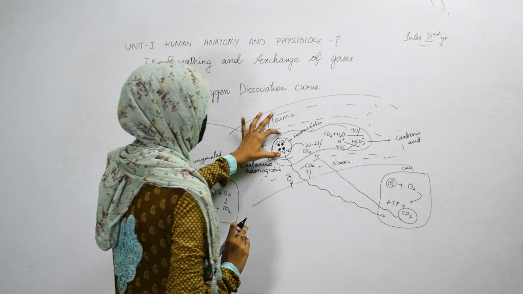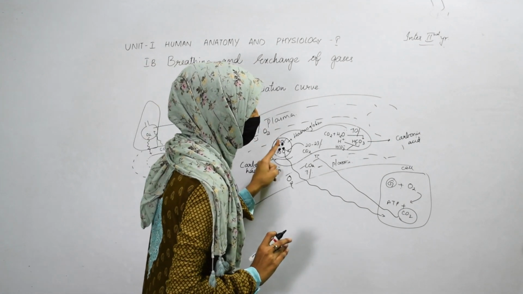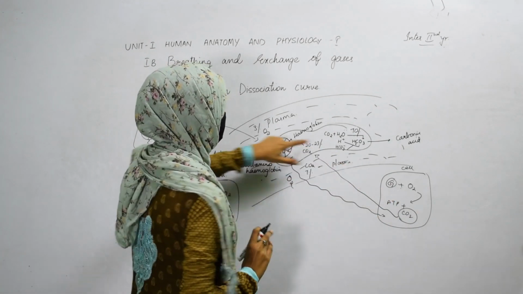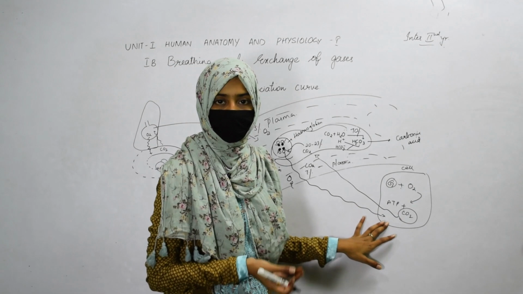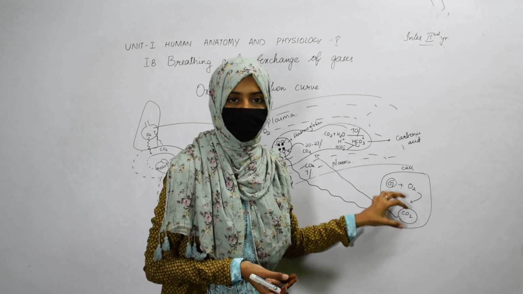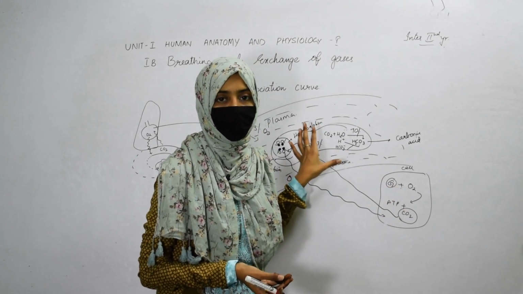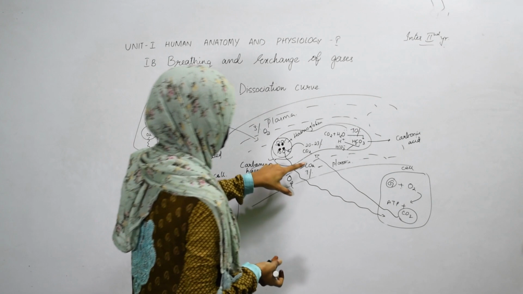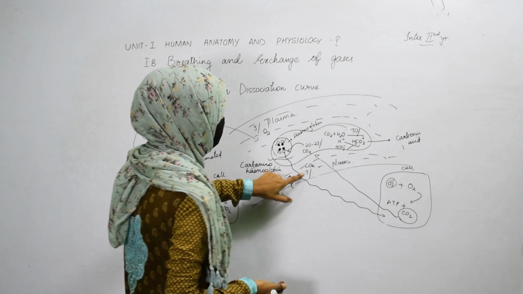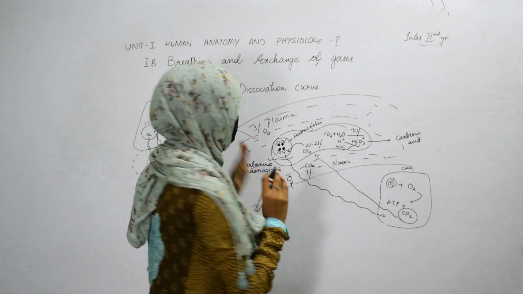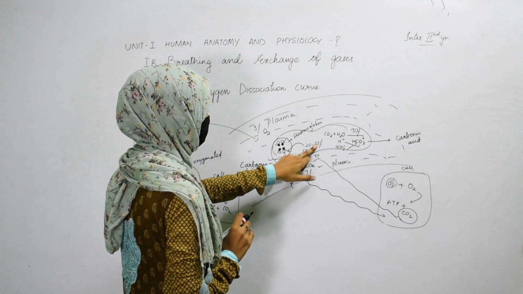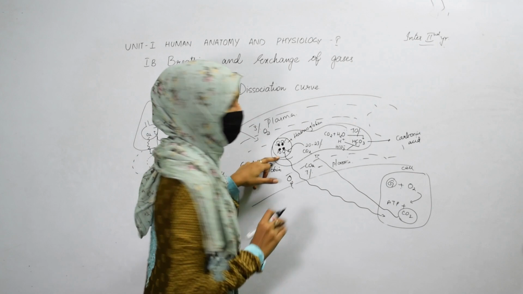Oxyhemoglobin can release one molecule of oxygen when carbon dioxide passes from the cells into the blood. Carbon dioxide is in higher concentration in the cells, so the cells transport this carbon dioxide into the blood vessels. Once the carbon dioxide reaches the blood vessels, it enters the plasma and the red blood cells. 7% of the carbon dioxide is dissolved in the plasma, and 20 to 23% of the carbon dioxide binds to the hemoglobin.